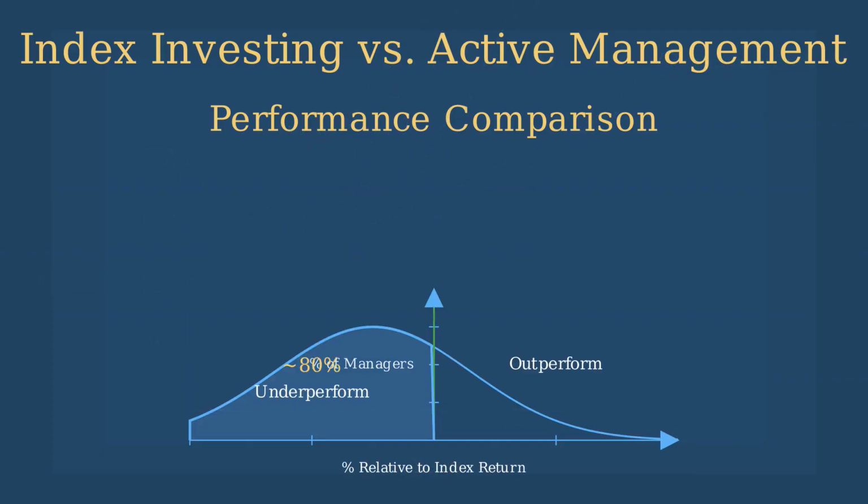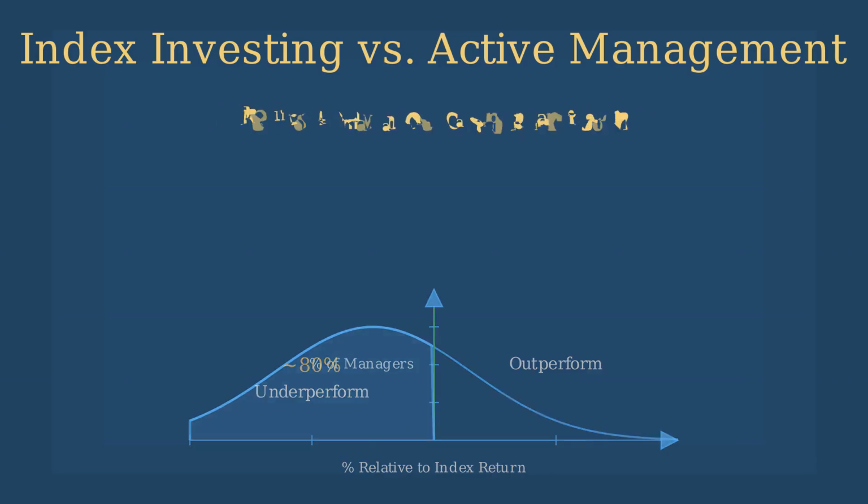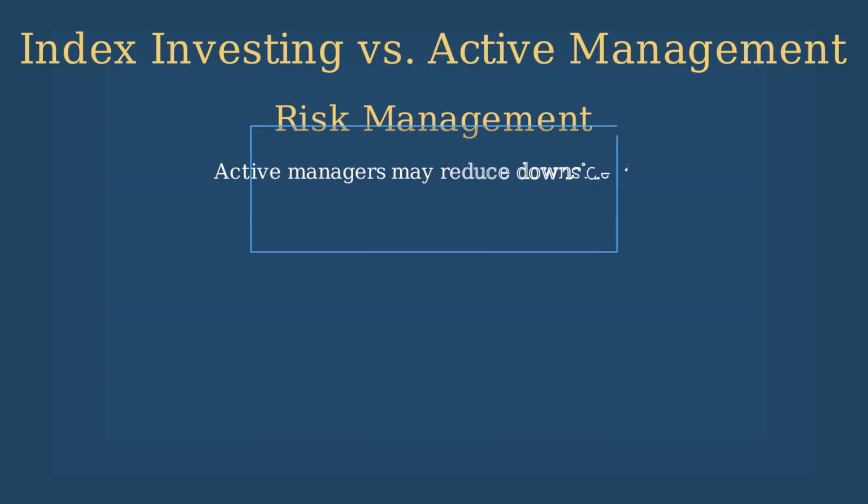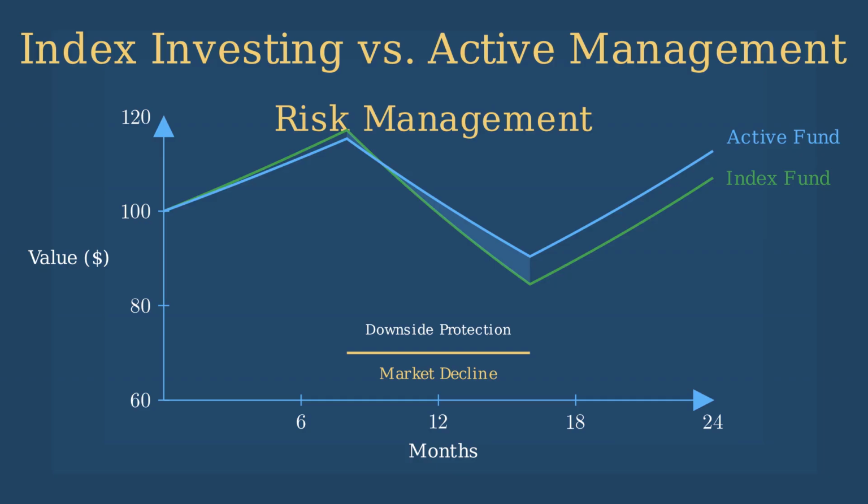When we look at the distribution of returns, we can see that about 80% of active managers underperform their benchmark indices over 15 years. Let's examine risk management, another key factor in the debate. Active managers may be able to reduce downside risk during market corrections or bear markets. During market declines, skilled active managers can shift to defensive positions, potentially minimizing losses compared to index funds.